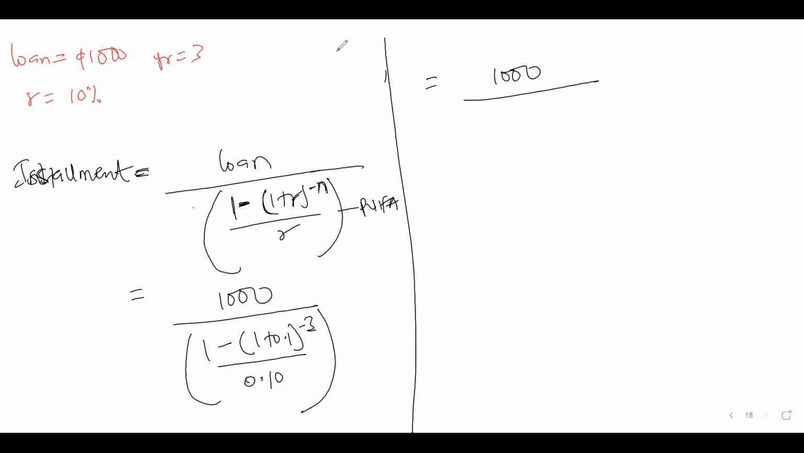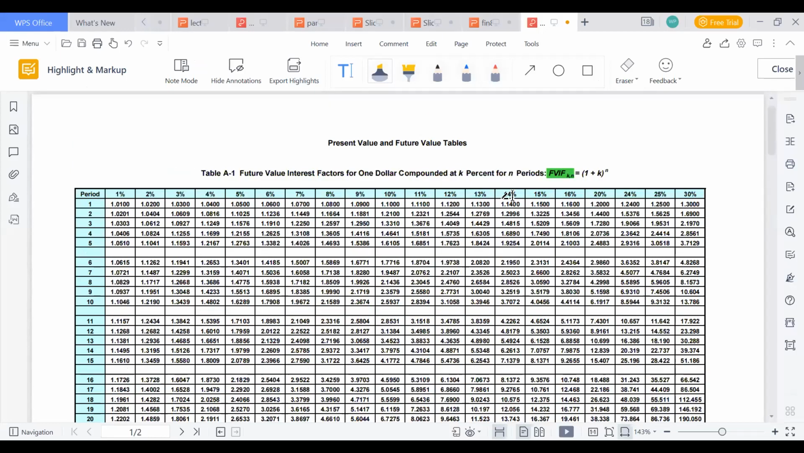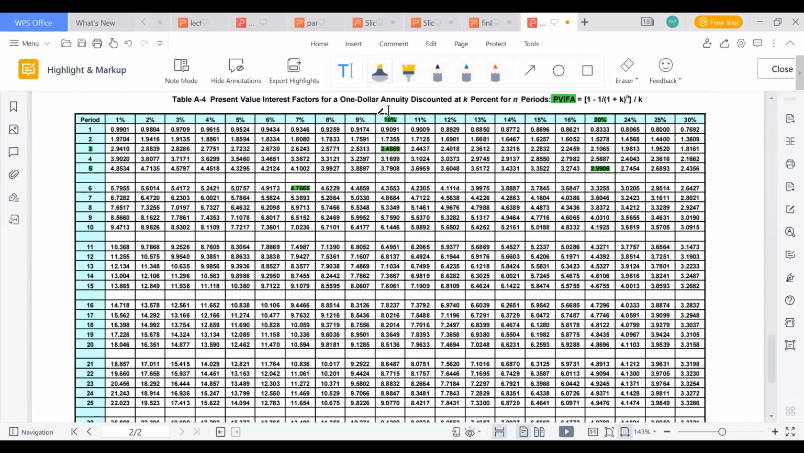So 10%, 3 years. Present value interest factor of annuity, 10%, 3 years: 2.4869.